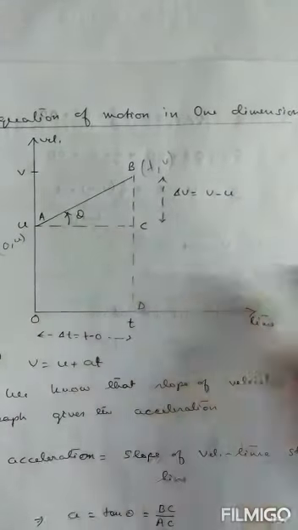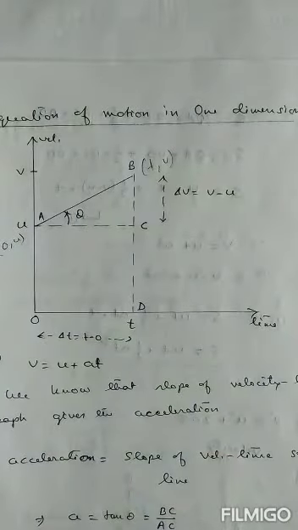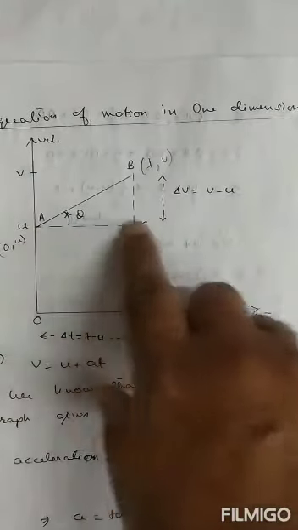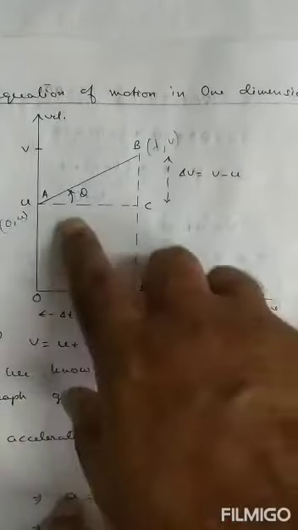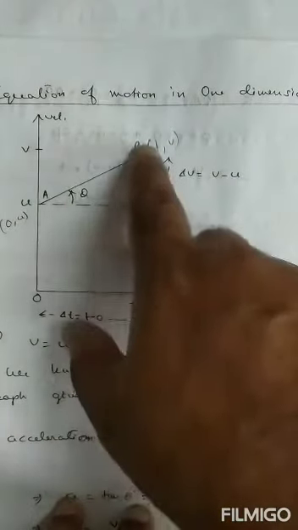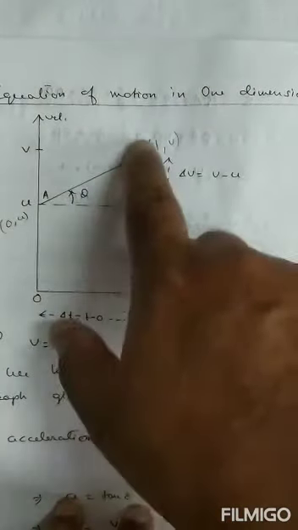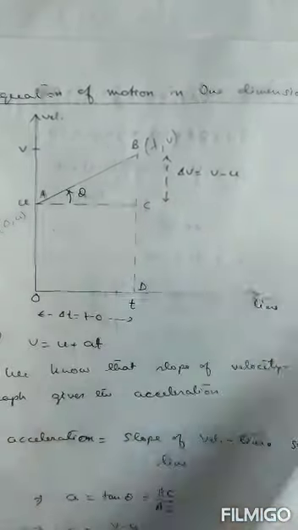Now, what is the area of the triangle? The area of a triangle is half into base into height. The base is AC, and the height is BC. So the area of the triangle ACB is equal to half into base into height.